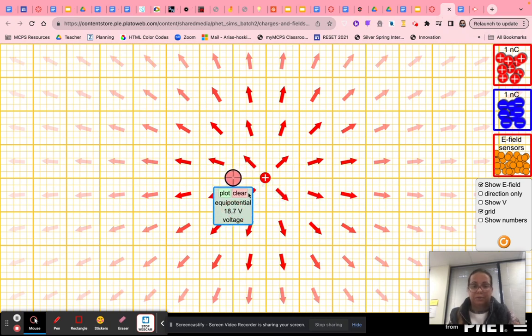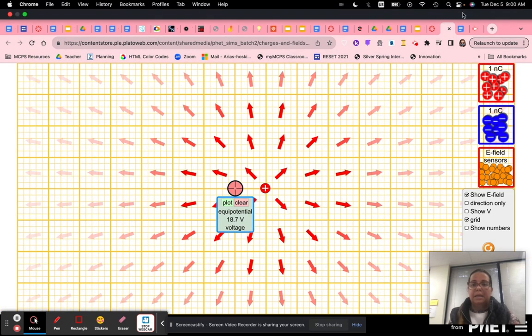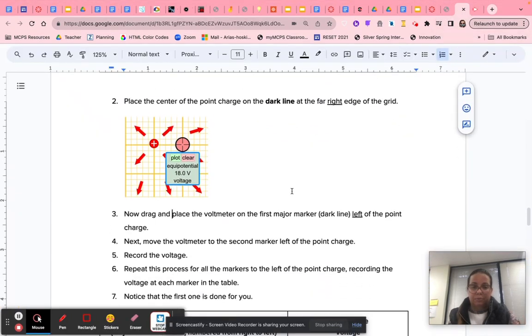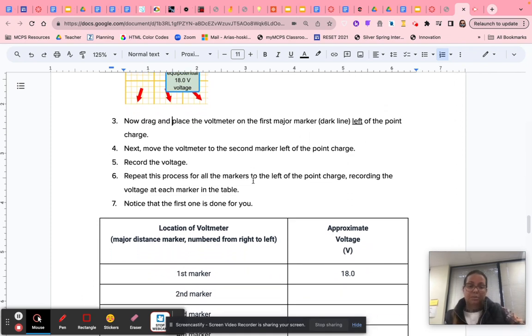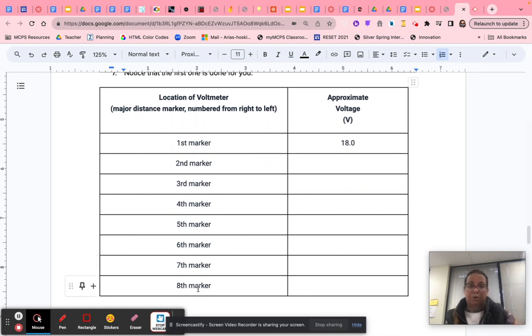and you're going to put here the voltage. What do you see that is happening? Just follow the instructions in here. It's pretty straightforward. After that, you're going to go to the second marker, to the marker left of the point charge. And then you're going to go on until you finish on the 8th marker.